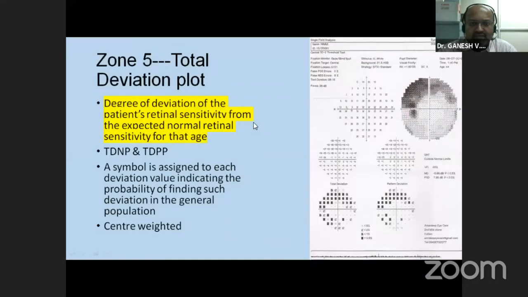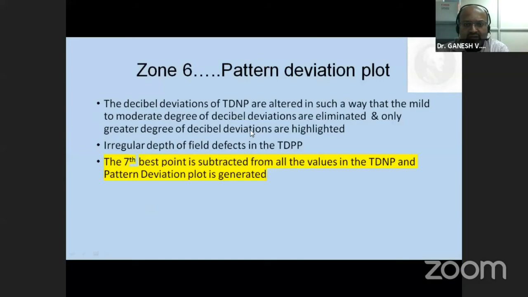Total deviation plot means the degree of deviation of this patient's retinal sensitivity from the expected age-matched normal. So you have symbols which are assigned, and the pattern deviation plot is the decibel deviation from the total deviation numerical plot, which is altered in such a way that the mild to moderate degrees of decibel deviation are eliminated. Only a greater degree of decibel deviation is highlighted. So what it does is the 7th best point is subtracted from all the values in the TDNP plot, and then a plot is generated.